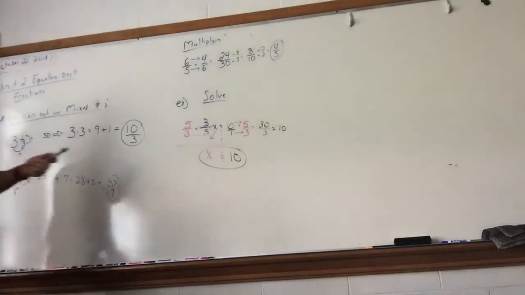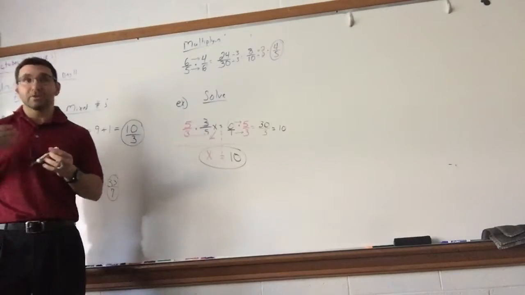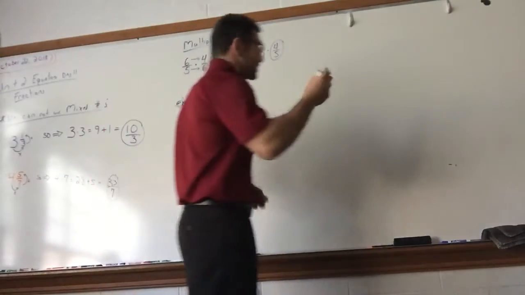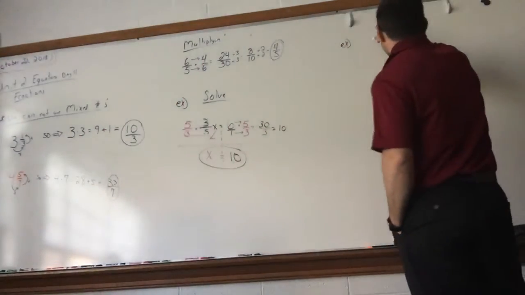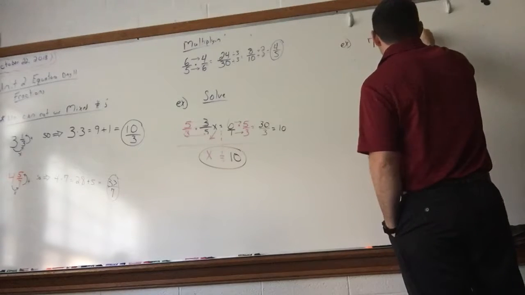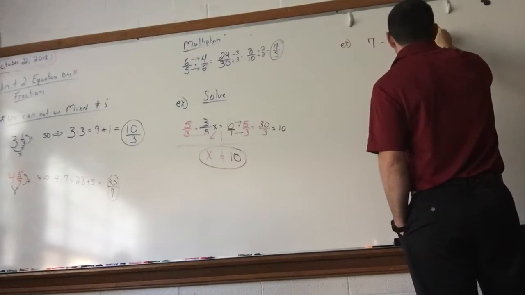Will I always get a whole number? Not always. Sometimes you'll have to simplify. But right now I'm going to try to give you some problems that are not that hard. So let's go with another one. Let's say we've got 7 minus 3/2 x equals 12.